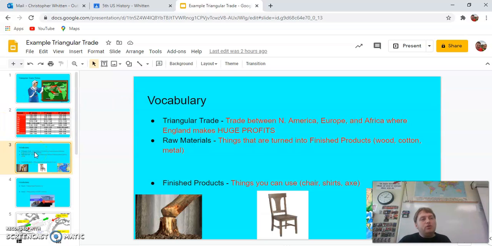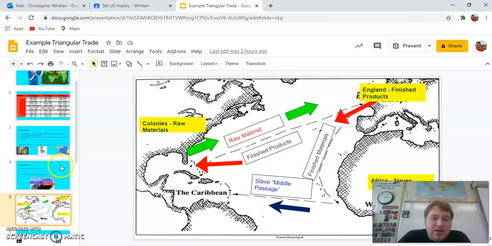Yesterday we talked about triangular trade, and you need to remember 3 continents: North America, Europe, and Africa. And of course, England is the one making most of the money. Okay, that's not to say that the people in Africa aren't making some money off of trading the slaves, and it's not to say that the colonists aren't making money trading those raw materials. But England is the one getting the favorable balance of trade, which is what we're going to talk about here in a few seconds.